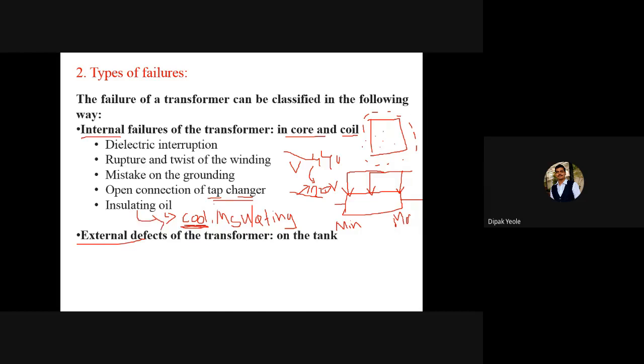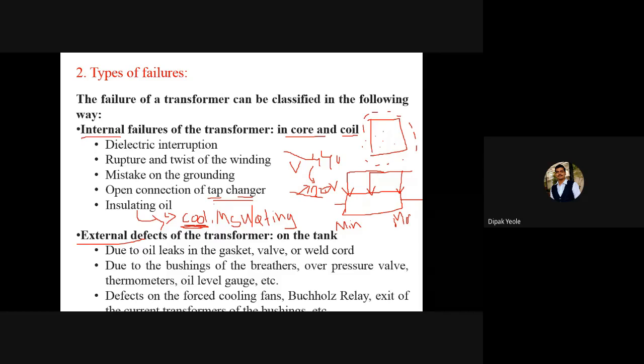Now we are interested in the external defects. Because of oil leaks in the gasket, valve, or weld, there can be an external defect. You might have seen that the power transformer near your house often leaks oil. Yes, how is that oil going to leak?